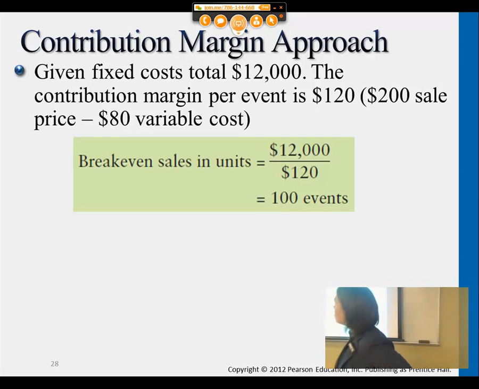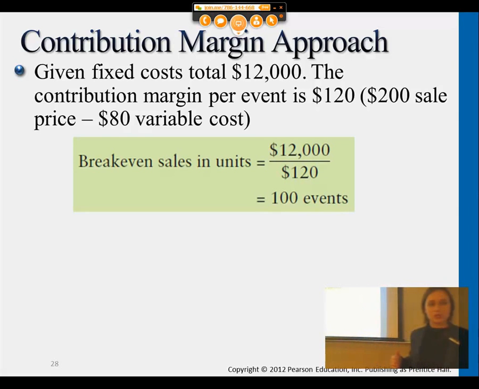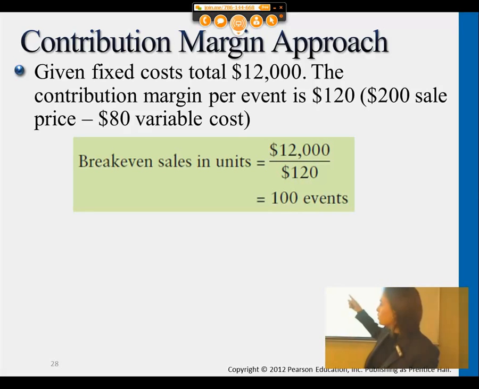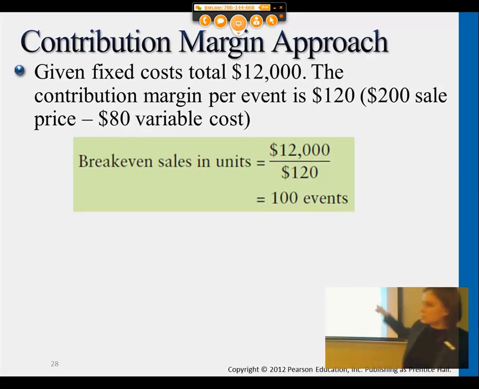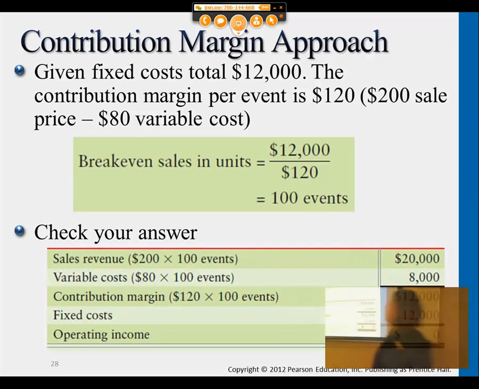So just to finish this thought, let's finish the contribution margin approach. We have this fixed cost of $12,000, and we know that the contribution margin is 120, right? We have the $80 variable cost, 200 is the sales price. So contribution margin per event is 120, the difference. Now we know that our break-even sales in units is 100 events. Same thing, just a faster calculation, right? Do you remember how we calculated it before? We also found that you need to have at least 100 events registered, but it was much more complex.